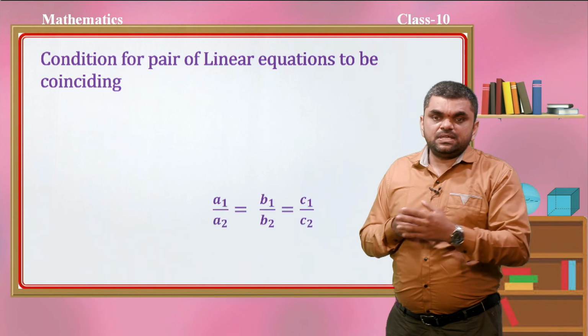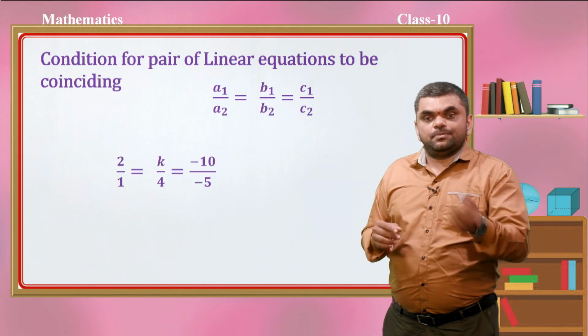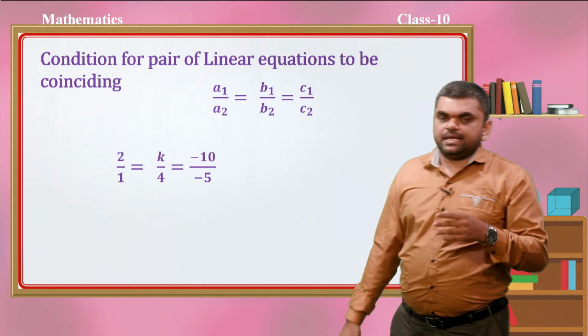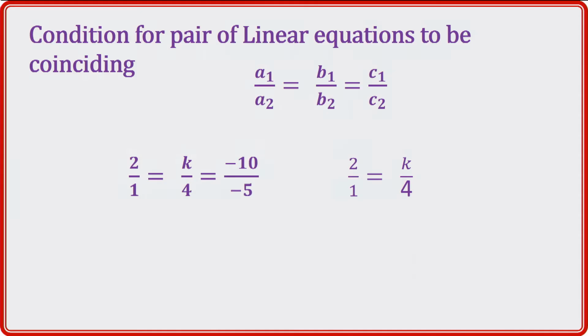Let us consider what the condition is. a1 by a2 is equal to b1 by b2, which must be equal to c1 by c2. 2 by 1 is equal to k by 4 is equal to minus 10 by minus 5. Let us consider only two ratios, that is 2 by 1 is equal to k by 4. On cross multiplication, we get k is equal to 4 into 2, that is 8. Here the answer is 8, which is also option D.